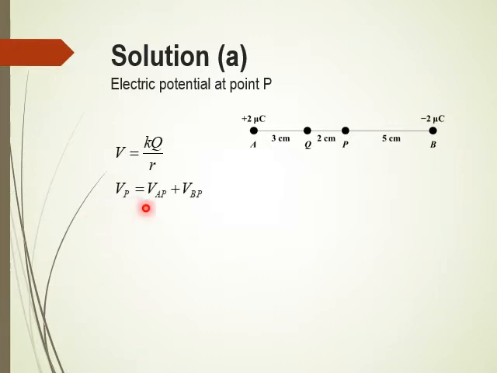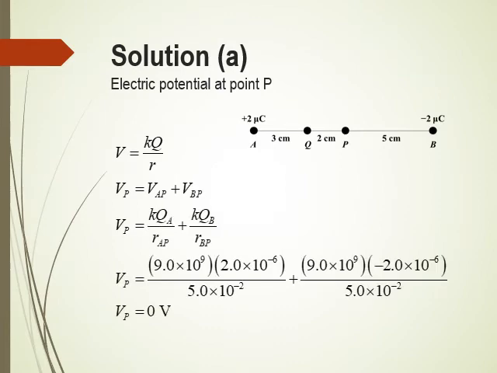So Vp equals VAP plus VBP. VAP is the potential coming from point A. VBP is the potential due to point B. So let us expand the equations and substitute the values, and you will get Vp equals 0. Now, if you notice, in these equations I substitute the QB with the negative sign, because like I mentioned just now, when it comes to electric potential, you must include the negative sign of the charge in your calculation.